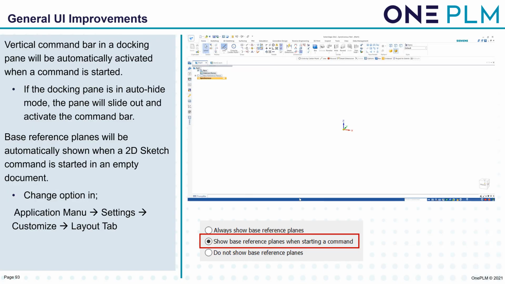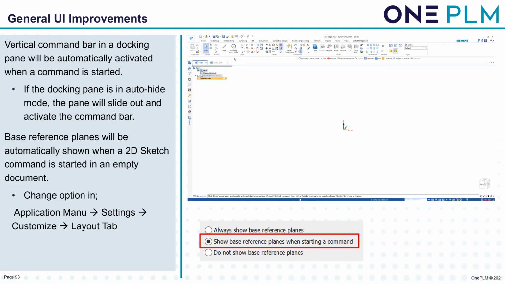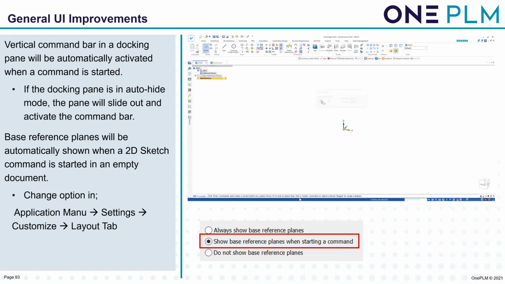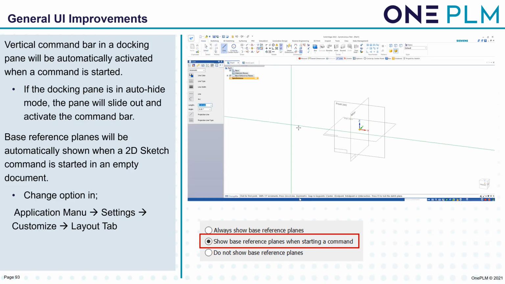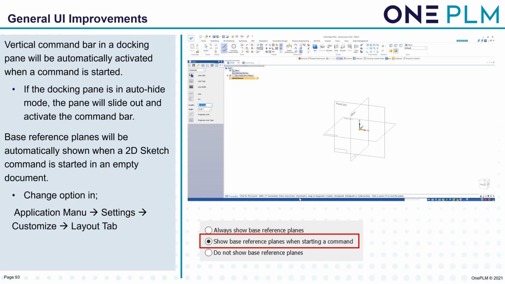General UI improvements. So when we do start a command, the reference planes are going to come on initially to go and create that first one. And if we're using the vertical docking plane, the vertical docking plane for the line command is going to pop up straight away. So if you do want to go and change that, I personally like the small horizontal one because it means my screen isn't constantly changing and moving. But we've got those options available in there.